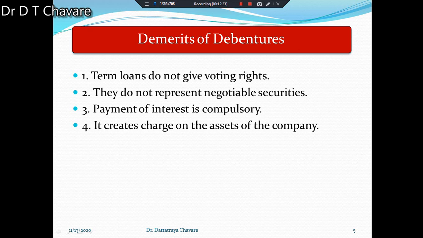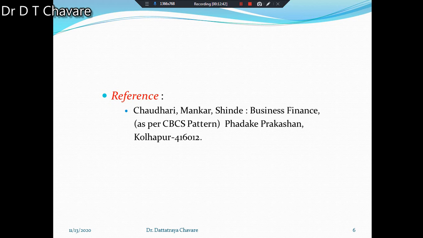Second, term loans do not represent negotiable securities. And third, in term loans, repayment of interest is compulsory. And the last, it creates a charge on the assets of the company. In this way, these are the demerits of term loans.